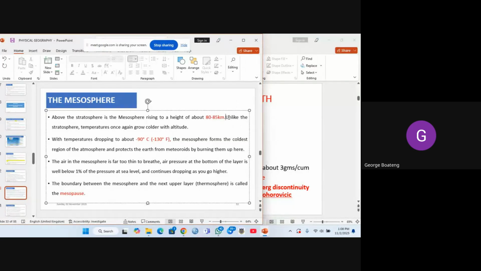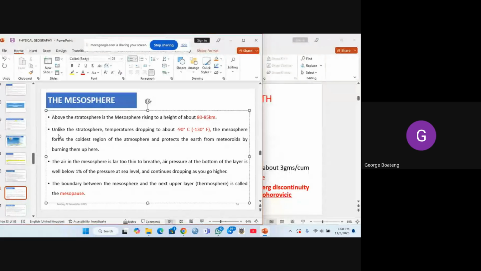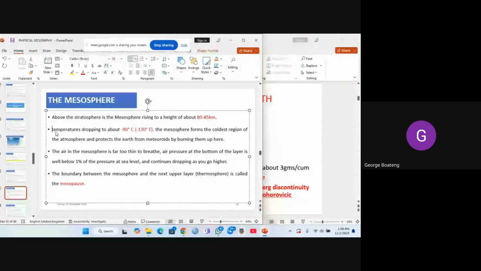Now, it takes some characteristics like those of the troposphere, where the higher you go, the cooler it becomes, which we have said is called normal lapse rate. But one interesting thing is that here, temperature can go as low as negative 90 degrees Celsius. Very, very cold.